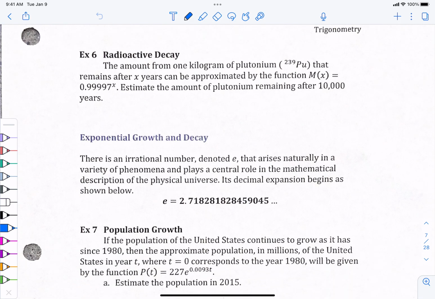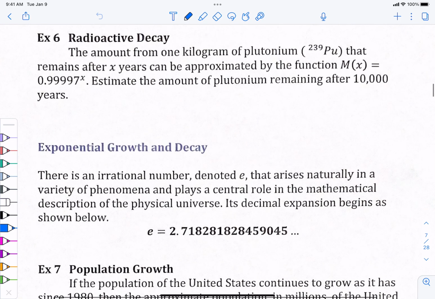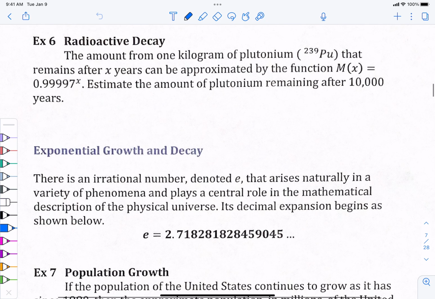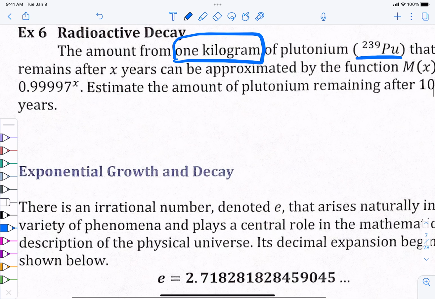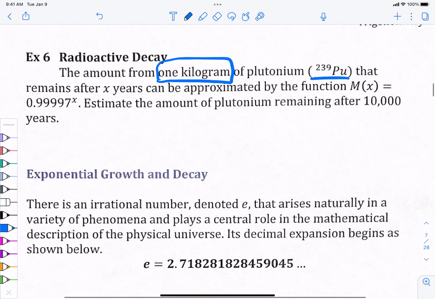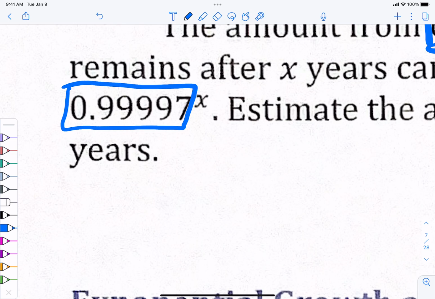So anyway, starting with example 6, the radioactive decay. We have 3 examples: 6, 7, 8. You need your calculator if you don't already have it out. The amount of 1 kilogram, underline 1 kilogram, of plutonium, and this is the chemical element notation of plutonium, that remains after X years can be approximated by this function. So, X years later, it's dividing off. This is a number that's less than 1, so this is an exponential decay.